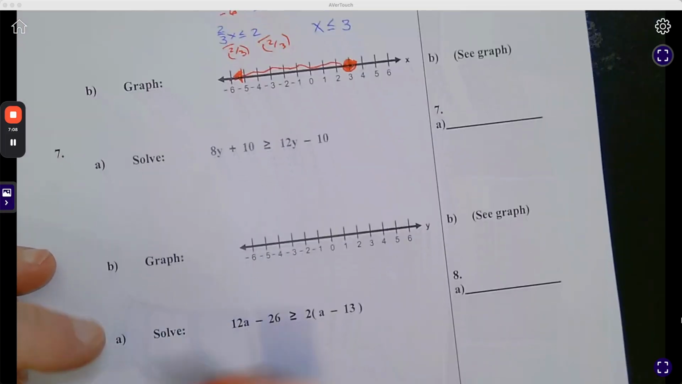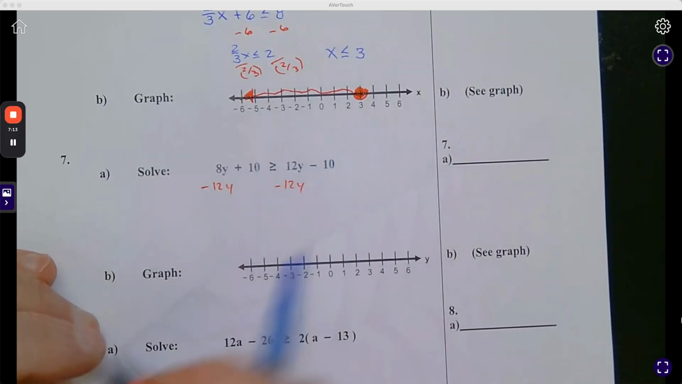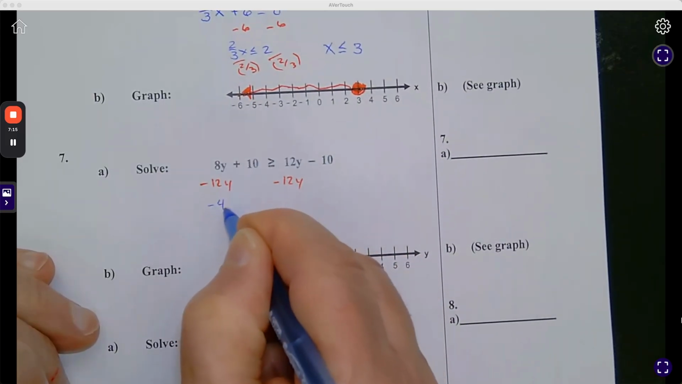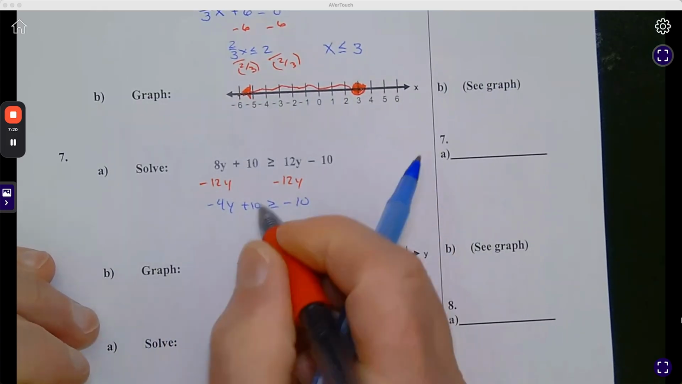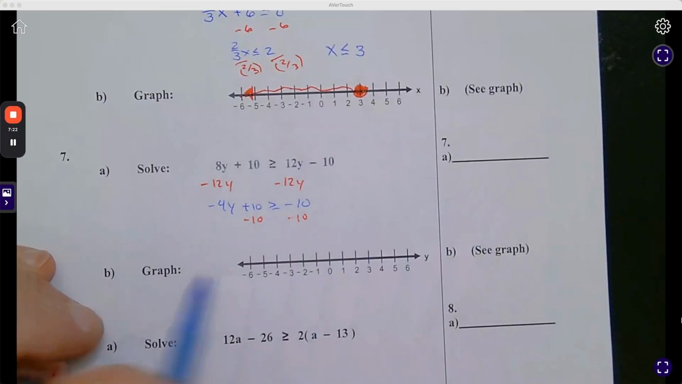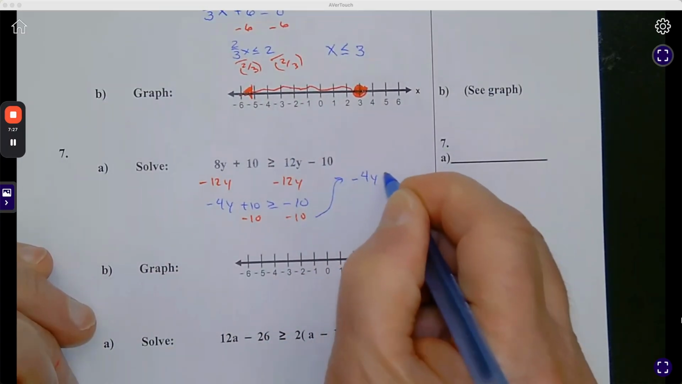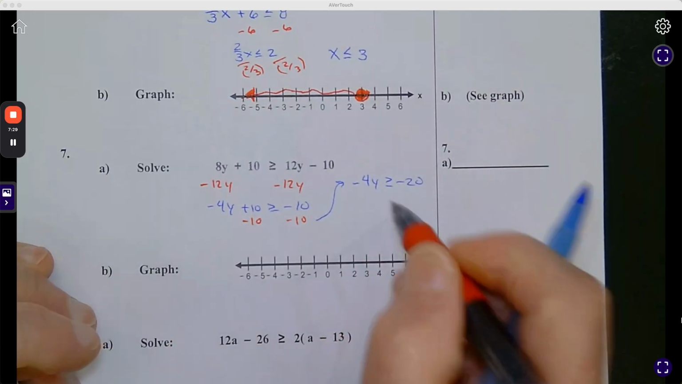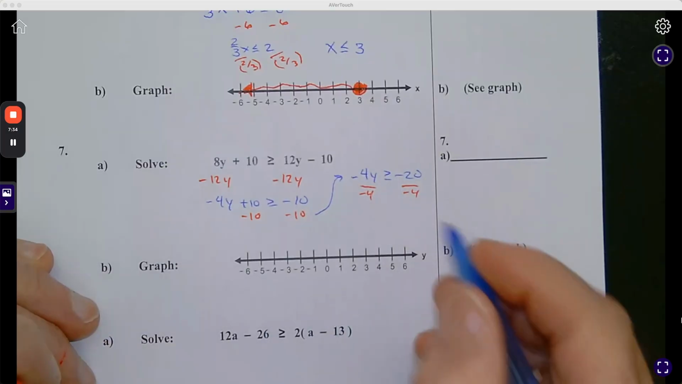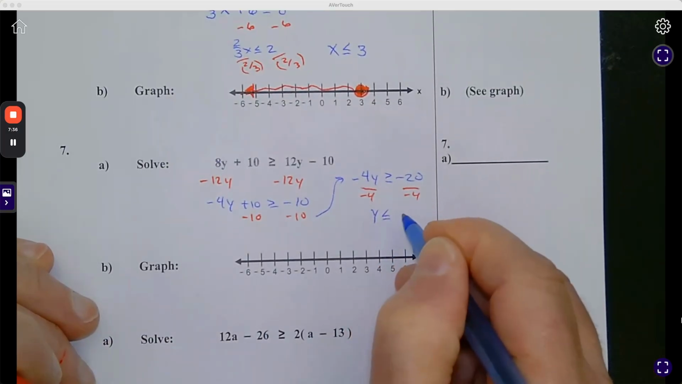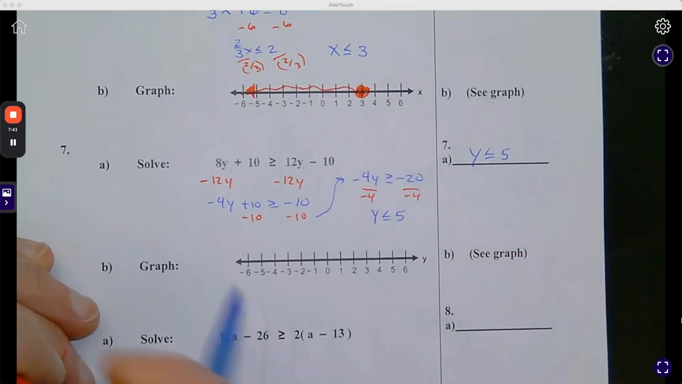Okay, now we've got variables on both sides. So I'm going to move my variables to the left. So I'm going to subtract 12y. Subtract 12y. Rewrite it. Now I'm going to subtract 10. Subtract 10. Rewrite it. Divide by negative 4. Ooh, you're dividing by a negative, so what do you got to do? That's right. You change the direction. So y is any number as long as it's less than or equal to 5.